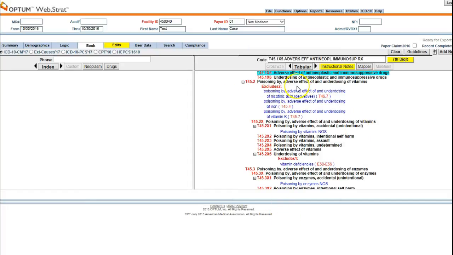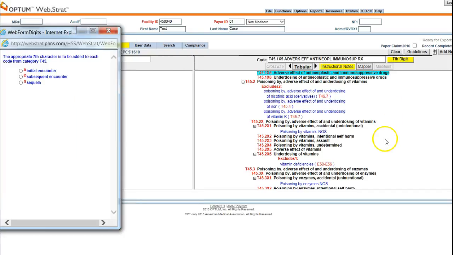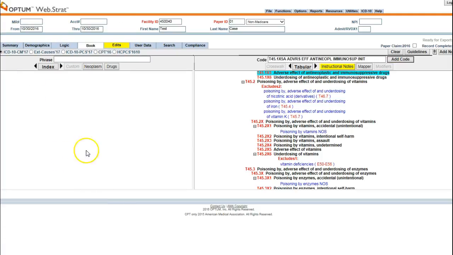And so going over to the tabular, we have a little note, or you should have a table or a note explaining that you need to use your 7th digit character. So here's her initial encounter. If she was coming back for follow-up, then it would be a subsequent encounter. If this condition or dehydration or any other problems continue to persist because of this one incident, then it will be coded from the sequelae. So here is her initial encounter.